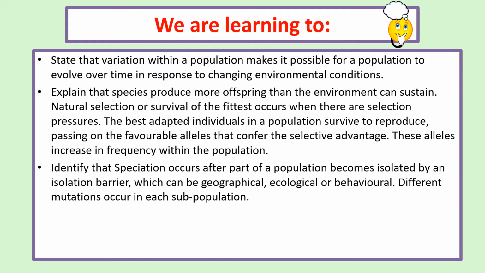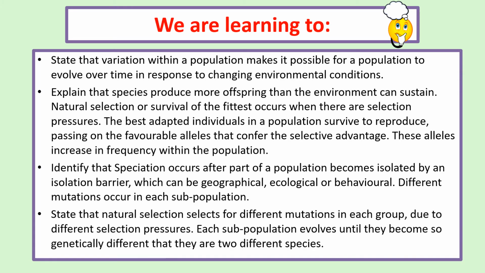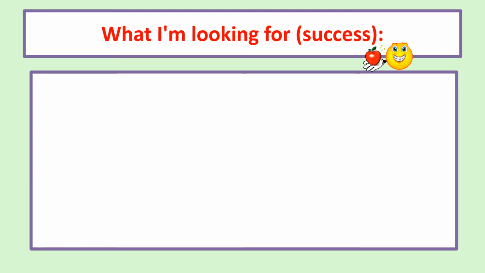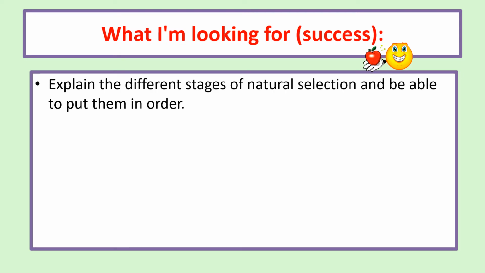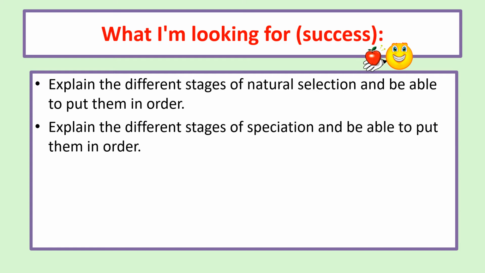They also need to identify that speciation occurs after part of the population becomes isolated by an isolation barrier, which can be geographical, ecological, or behavioural, and different mutations occur in each subpopulation. They also need to be able to state that natural selection selects for different mutations in each group due to different selection pressures. Each subpopulation evolves until they become so genetically different that they can no longer interbreed and they form two species. To be successful, you will be able to explain the different stages of natural selection and be able to put them in order, and you'll be able to explain the different stages of speciation and be able to put them in order.